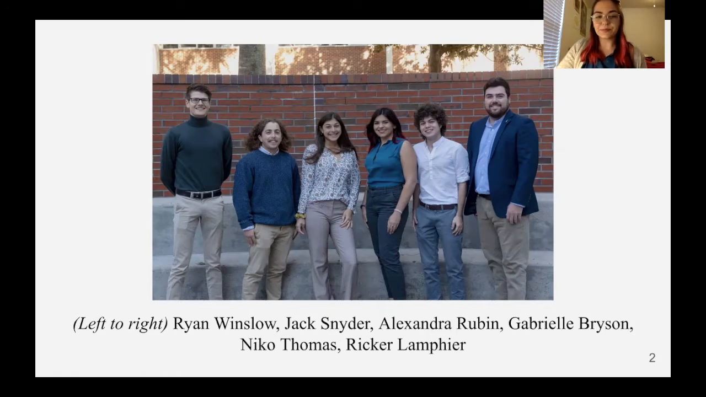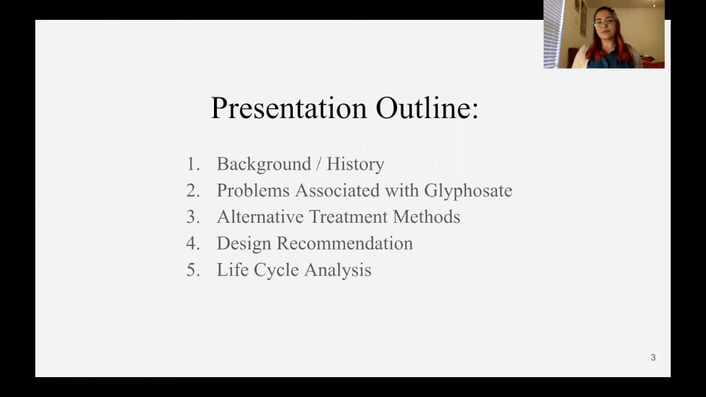with us today. An outline of our presentation: we'll start with some background and history of glyphosate usage, transitioning into some problems associated with glyphosate, and then we'll discuss some alternative treatment methods in wastewater systems, transitioning into design recommendations, and then following with a life cycle analysis based on our design recommendation.